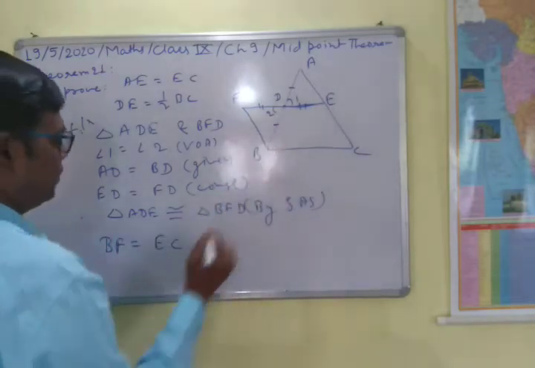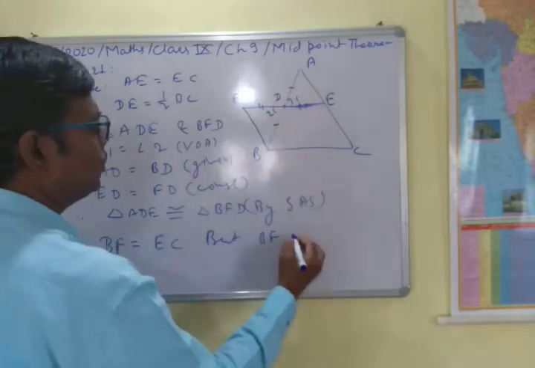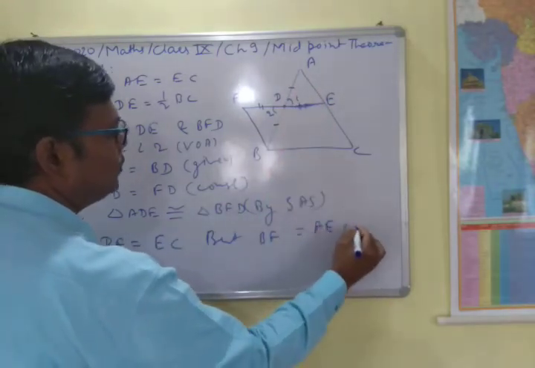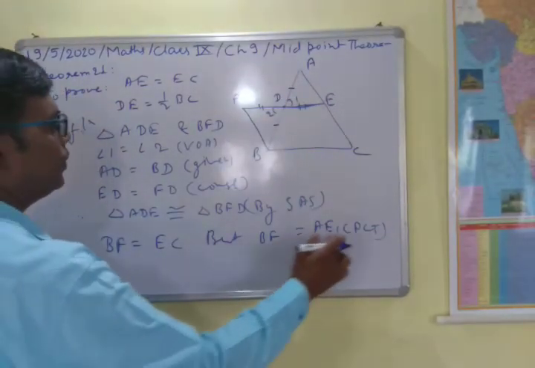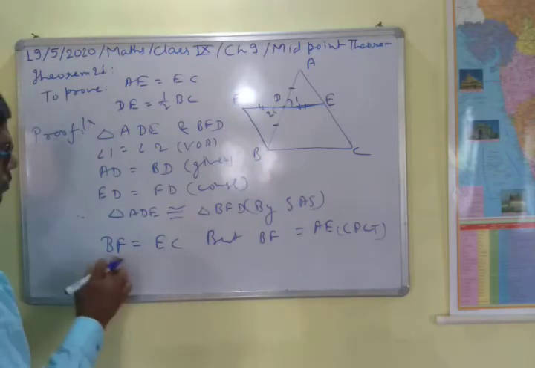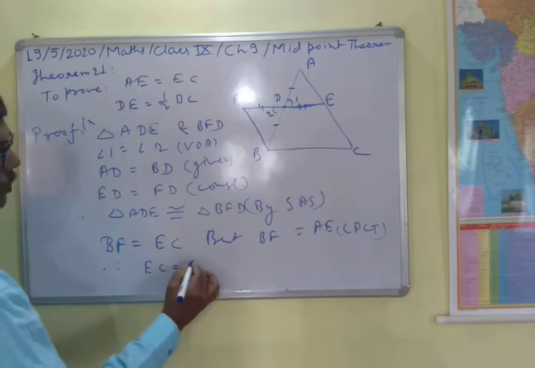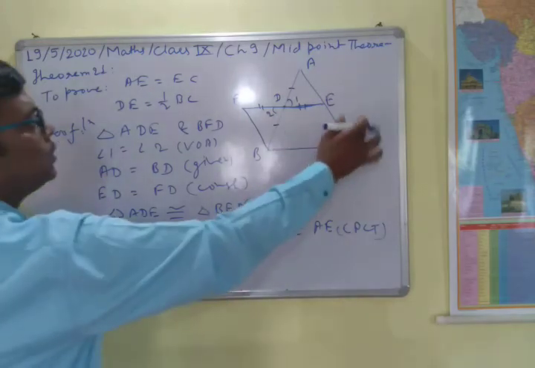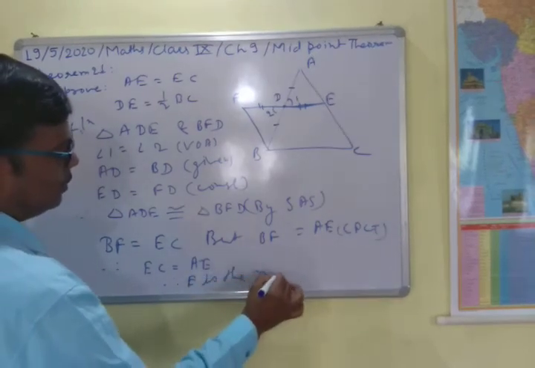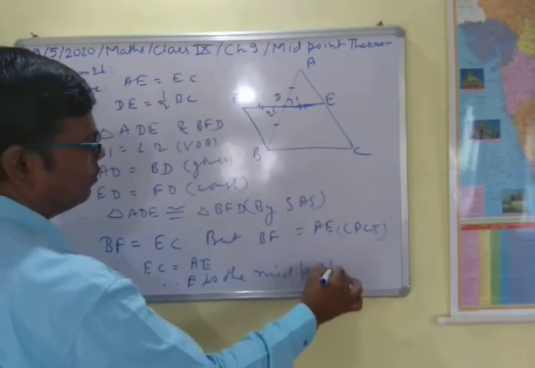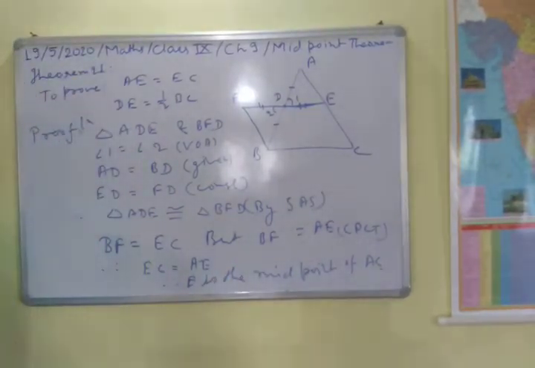Okay, BF equal to EC, but you also have BF equal to AE by CPCT, because we have proved that these two triangles are congruent, and therefore BF equal to AE. Now BF equal to EC and BF equal to AE, and therefore you will say that EC equal to AE. Okay, EC equal to AE, and therefore E is the midpoint of AC. So this is the proof in this case.